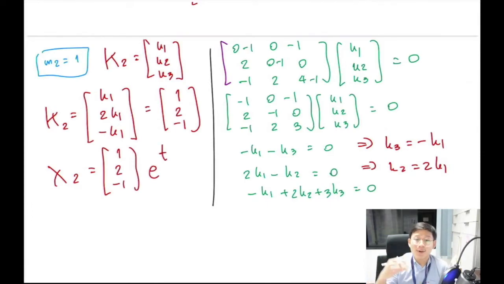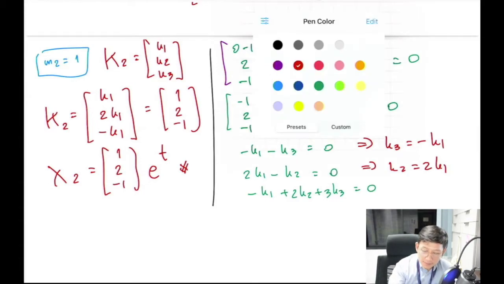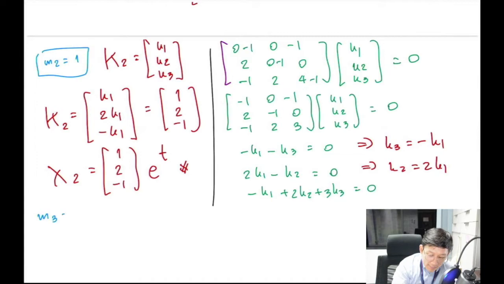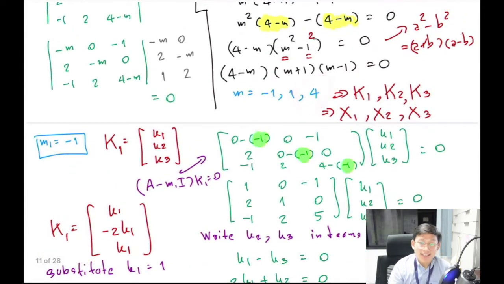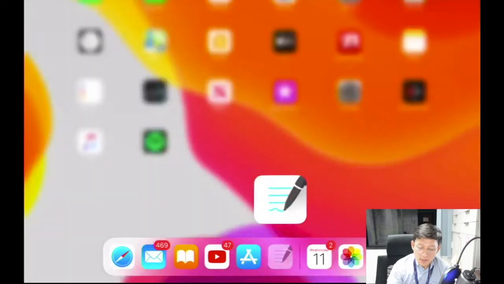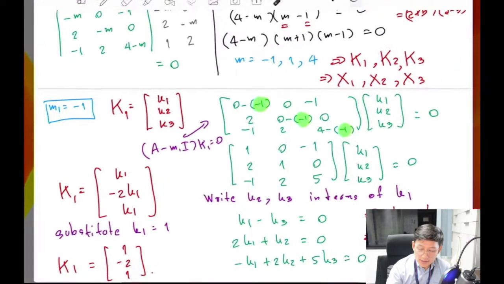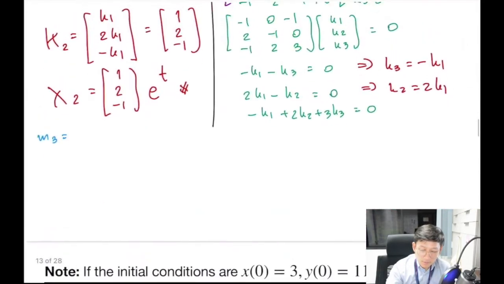In that case, I obtain x2, which is 1, 2, minus 1, e to the 1t, and that is x2. And we need only one last x, which is x3. And to find x3, we need to work with m3, which is 4. That's the third m.